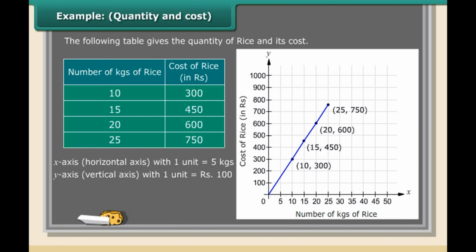Suppose we want to know the price of 17 kgs of rice. Locate 17 on the horizontal axis, then follow the vertical line through 17 till you meet the graph at P. From P take a horizontal line to meet the vertical axis at 475. This meeting point (17, 475) provides the answer. This is a graph of a situation in which two quantities are in direct variation. The graph will always be linear.